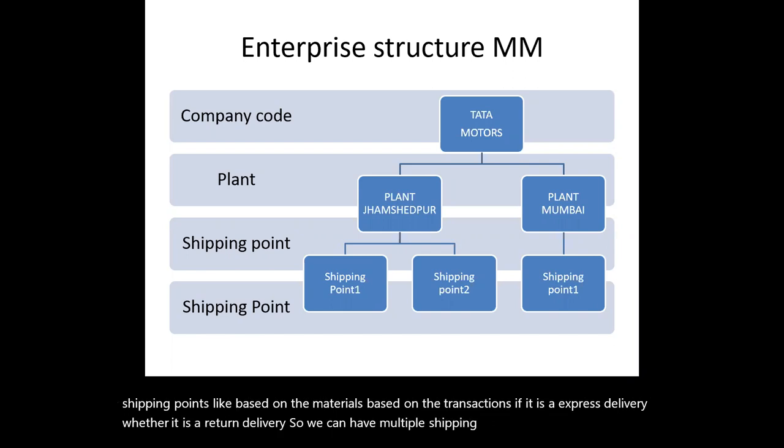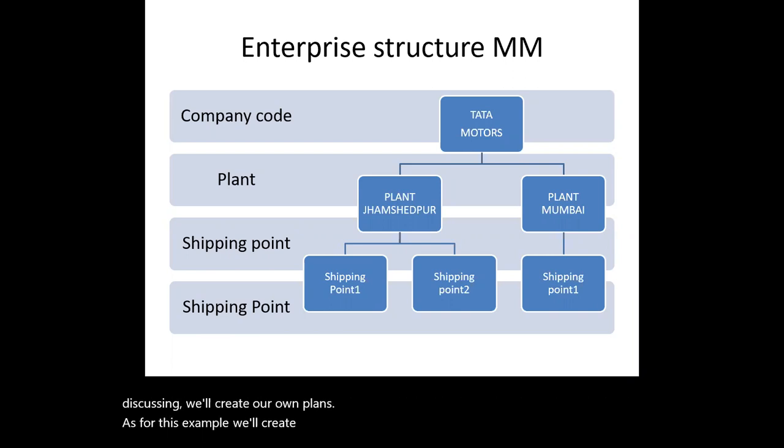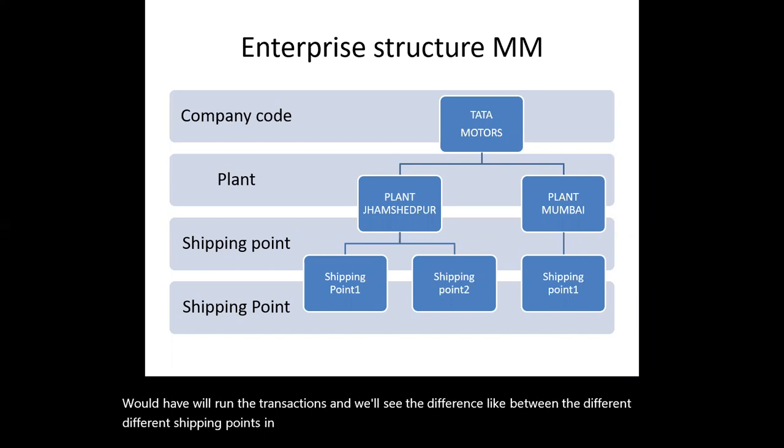How to create the shipping point and how these shipping points will be used in SAP, that also we'll be discussing. We'll create our own plants as per this example. We'll create our own shipping points as per this example. Then we'll execute the transactions and see the difference between the different shipping points in SAP, right?